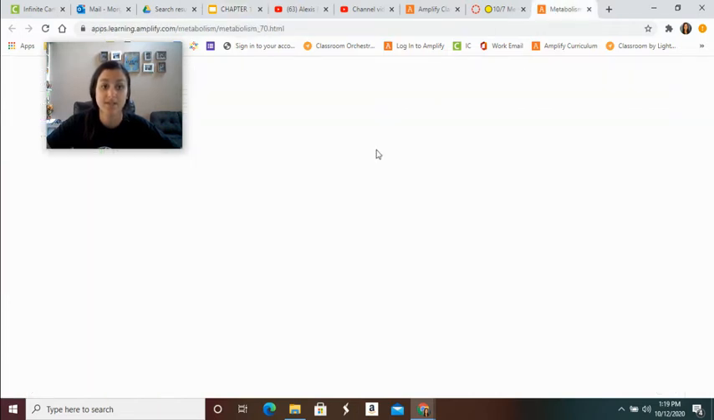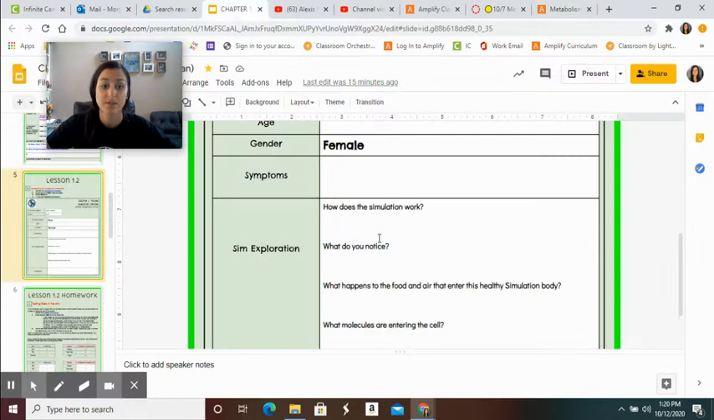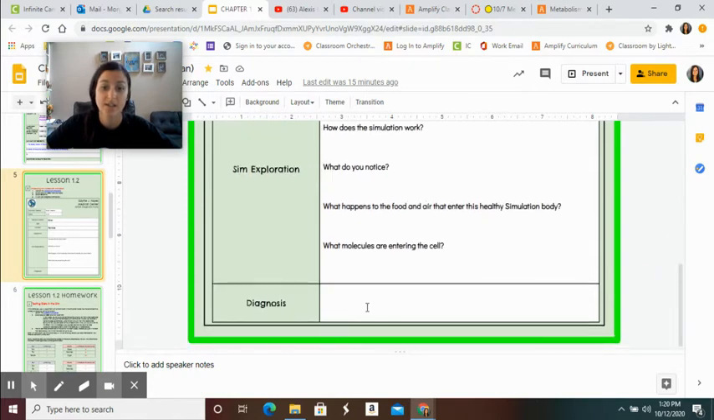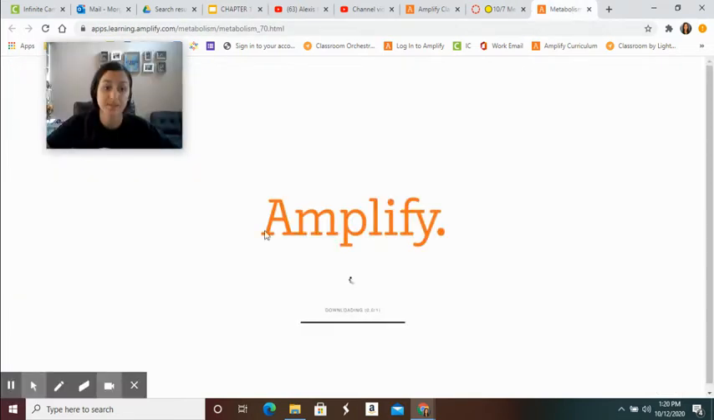This simulation is loading. When it loads, you're going to explore the simulation, choose healthy body, and observe. I'll show you what that means in a second. You're going to figure out how the simulation works, what you notice, what happens to the food and air that enter that healthy body, and what the molecules are that are entering the cell. Then down here, you're going to make your initial guess. Let me show you what I mean by these things. It looks like my simulation is almost loaded.